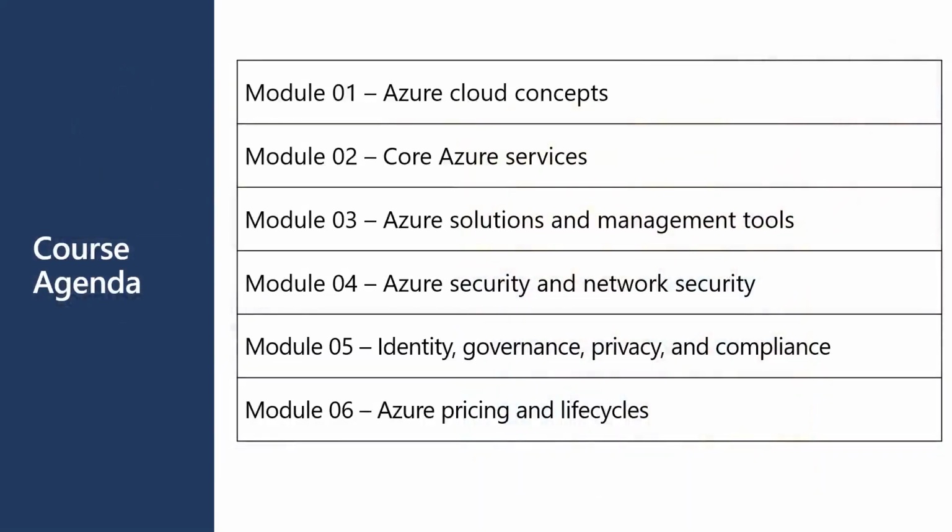The course has 6 modules. Module 1 will be Cloud Concepts. Module 2 will talk about Azure Core Services. Module 3 is all about Solutions and Management Tools. Module 4 will look at Security and Network Security. Module 5 will look at Identity, Governance, Privacy and Compliance. Ending off with Module 6, which is Azure Pricing and Life Cycles.